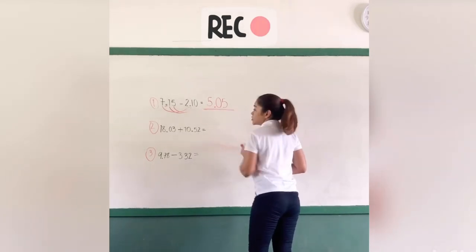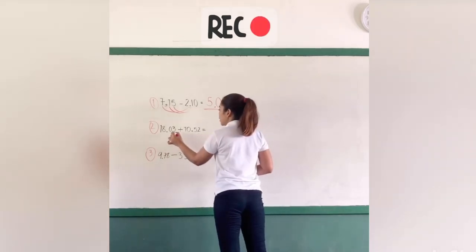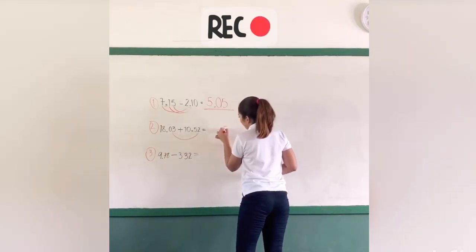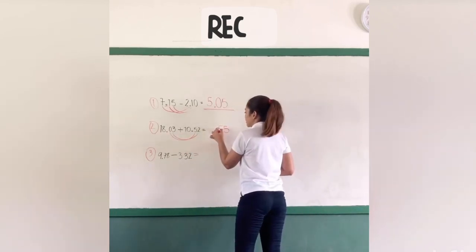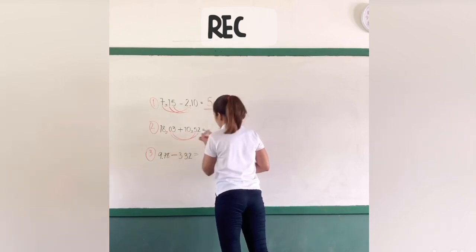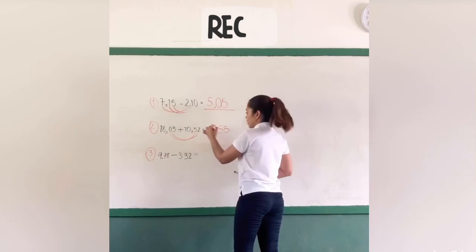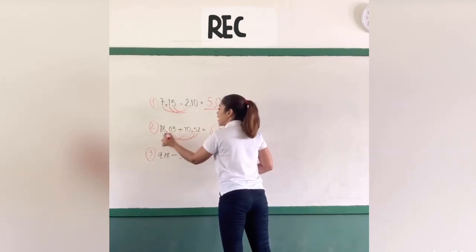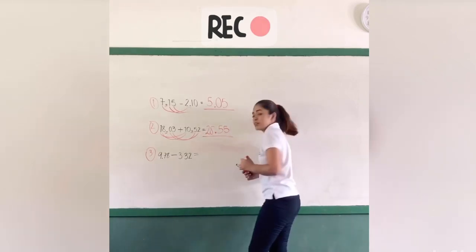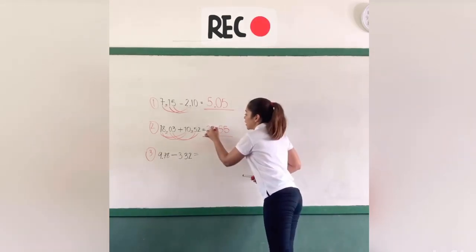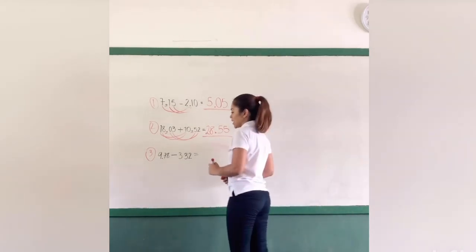Let's go with number 2. In this case, we have an addition. Let's start. 3 plus 2, 5. 0 plus 5, 5. We respect this point and we put point. 8 plus 0, 8. And 1 plus 1, 2. So my answer is 28.55.